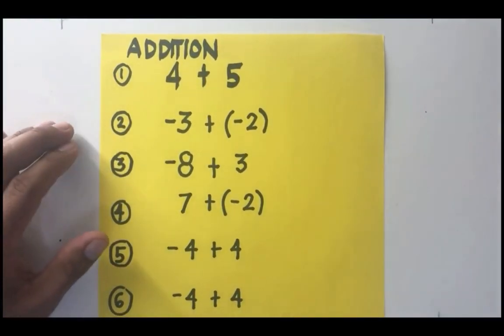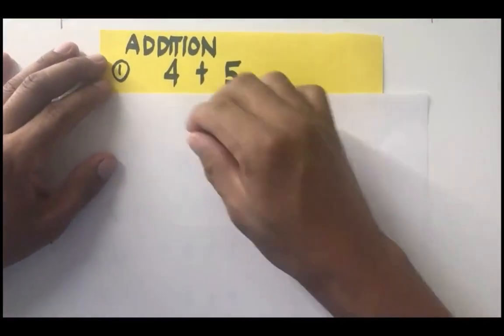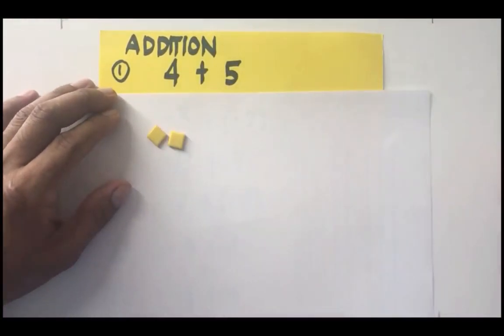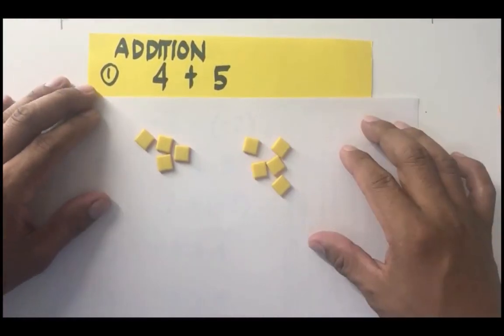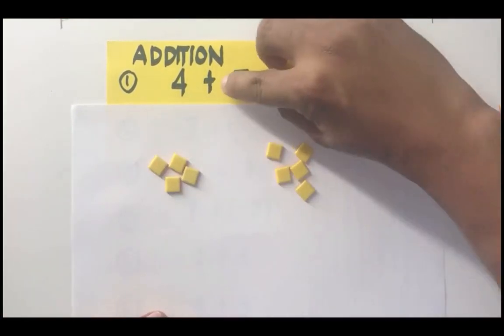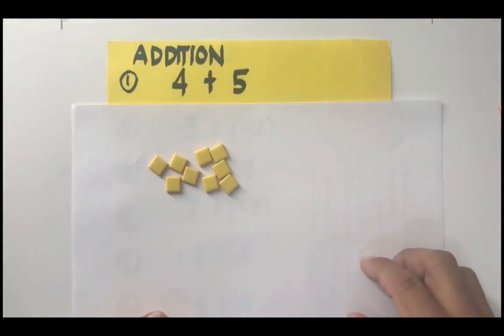How do we represent the addition of 4 plus 5? So using our algebra tiles, you just get positive 4. So we need 4 yellow and 5 yellow. So this is how we represent 4 plus 5. And the plus sign means we are going to combine. So we combine 4 and 5, the answer is 9.